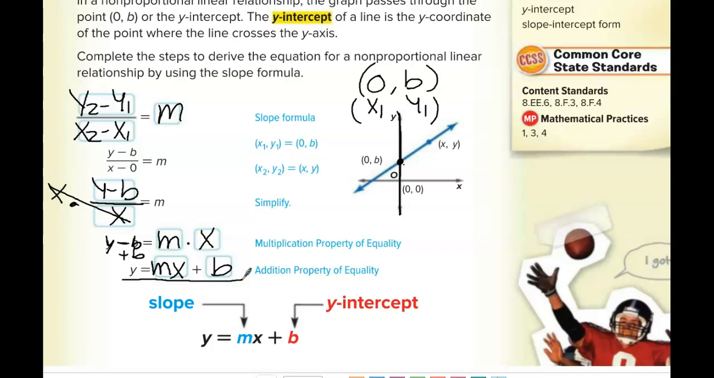So now I come up with this handy dandy formula: y equals mx plus b. If you go back up to the top, we said that b is my y-intercept, or where it crosses the y-axis. And m represents my slope.